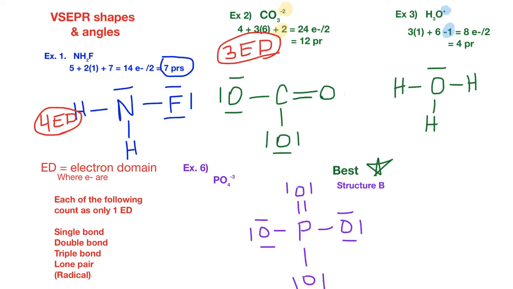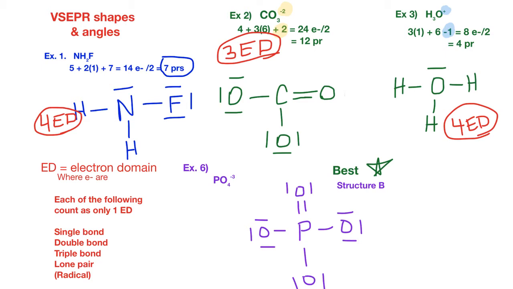For example 3, we've got H3O plus. If you look here, we've got 3 bonds plus a lone pair. That's 4 electron domains again. So based on all that, how many electron domains would there be for example 6? Pause the video if you need to try to figure it out.